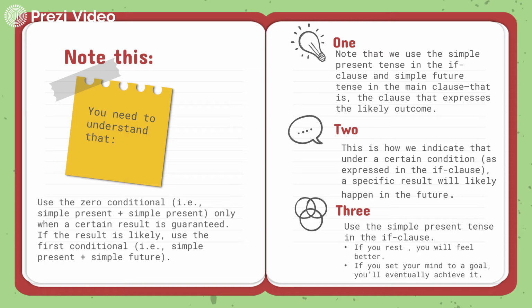Two, this is how we indicate that under a certain condition, as expressed in the if clause, a specific result will likely happen in the future. Three, use the simple present tense in the if clause. If you rest, you will feel better. If you set your mind to a goal, you'll eventually achieve it.